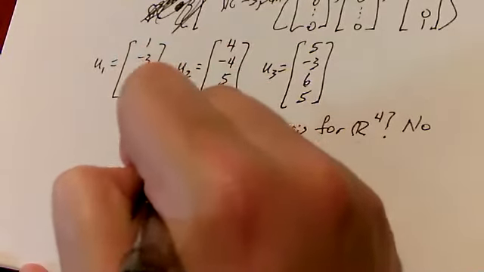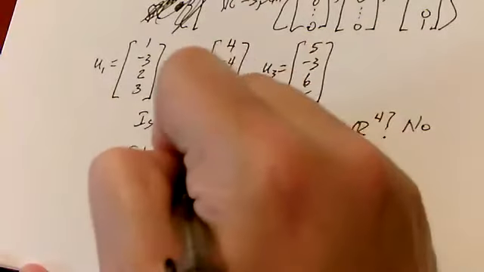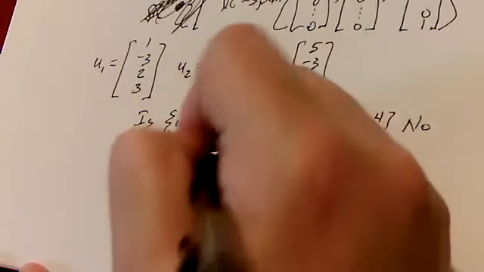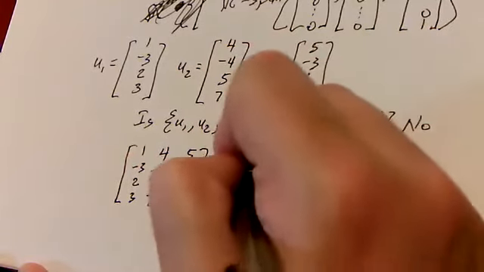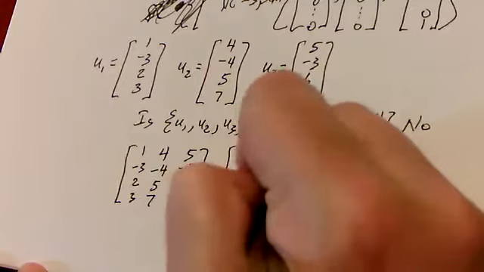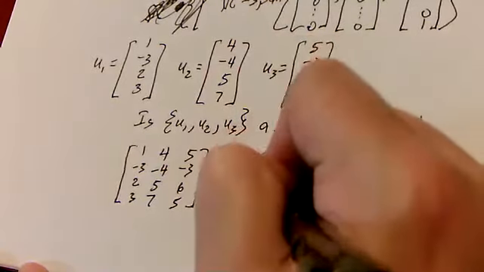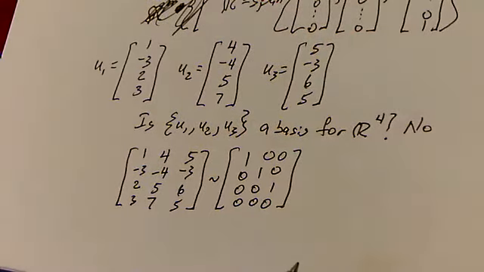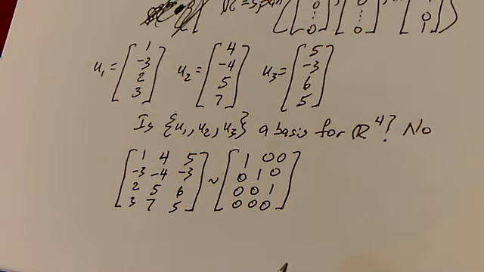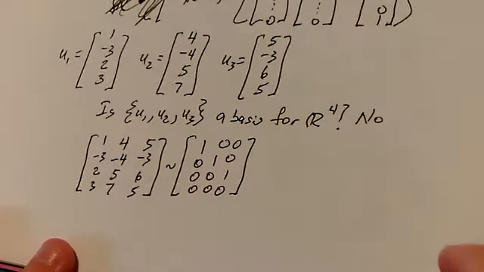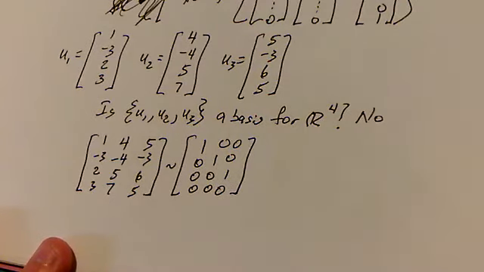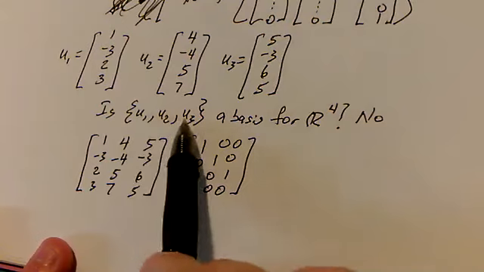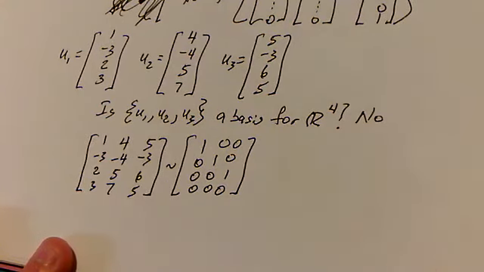I can answer some other questions about this system. If I row reduce this, I find that I get ones along the main diagonal and all zeros for a bottom row. And we see that these columns are in fact independent. So the span of these three vectors is a subspace. These three vectors form a basis for that subspace, not for R4, but for the subspace.